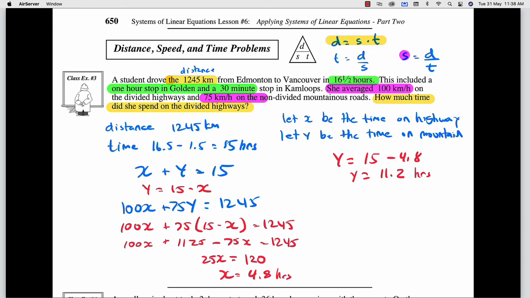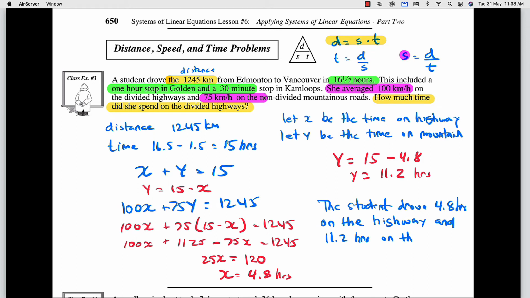And to put this in a word answer, which is usually required, the student drove 4.8 hours on the, and X is the highway, and 11.2 hours on the mountain road. Final answer. Lock me in. There we go.